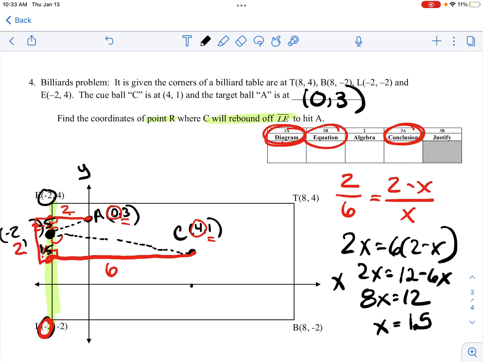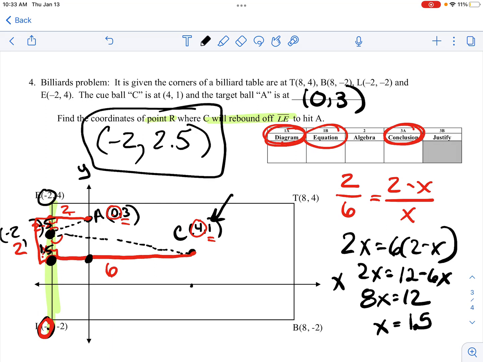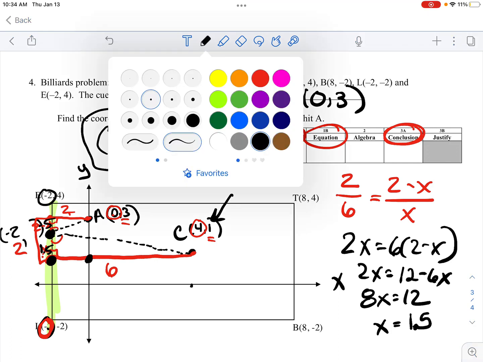So I need to know this ordered pair. I know that point R has x coordinate -2 because I'm on that same vertical line. And then I know that this dot right here is located at 1, that's how high it is on the coordinate plane. So if I'm at 1 and I go up another 1.5, I end up at 2.5. And that is my answer for point R.